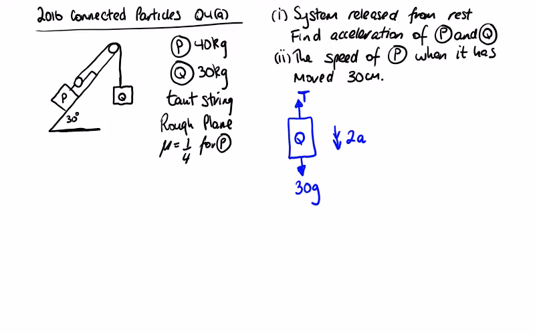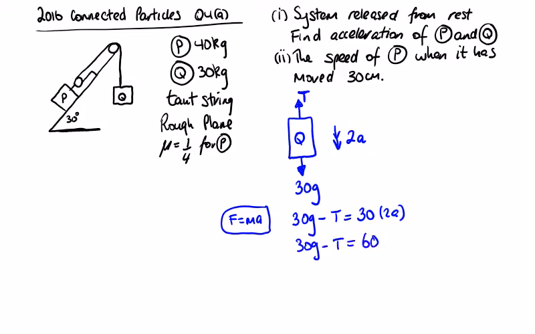So my equation here is going to be 30G minus T equals MA. F is equal to MA. If you haven't seen the other videos with this formula, just repeat it the whole time. 30 times 2A. So 30G minus T is equal to 60A for Q. Come across and look at P over here.